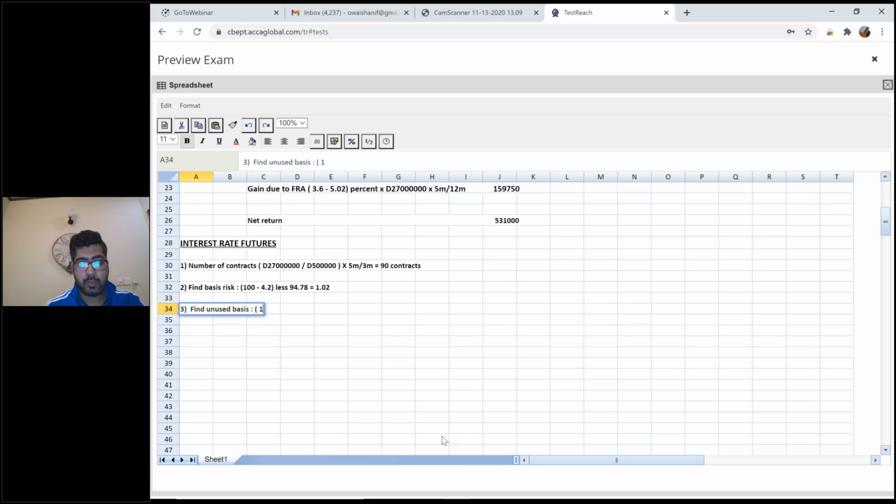So what is the basis risk? 1.02 into extra months over total months. Just try to understand how we get extra months and total months. Okay, extra months.